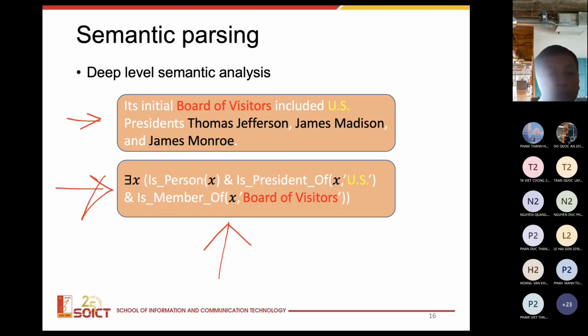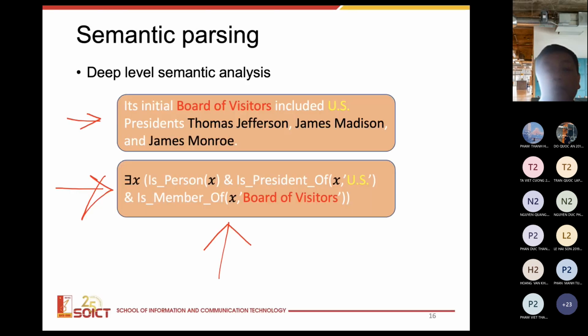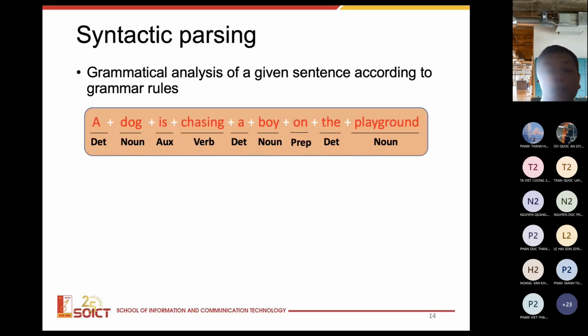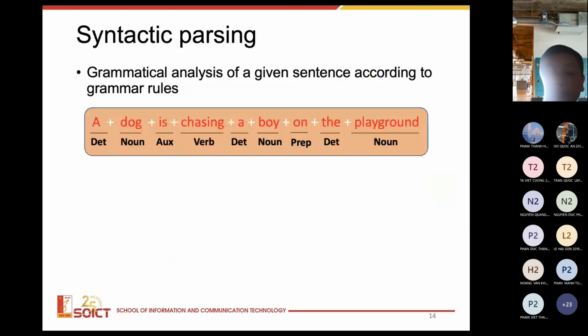Okay, so that was the overview of NLP and different NLP applications. Do I have any questions about this part? Okay, then I suggest that we stop for 5 minutes before going to the next part of the lesson.